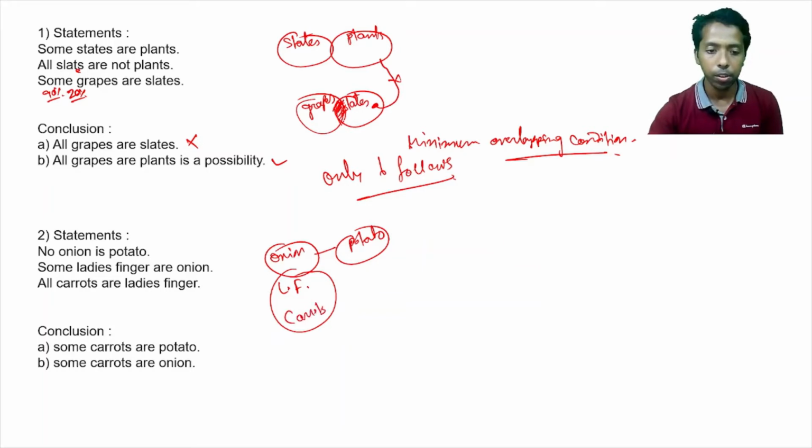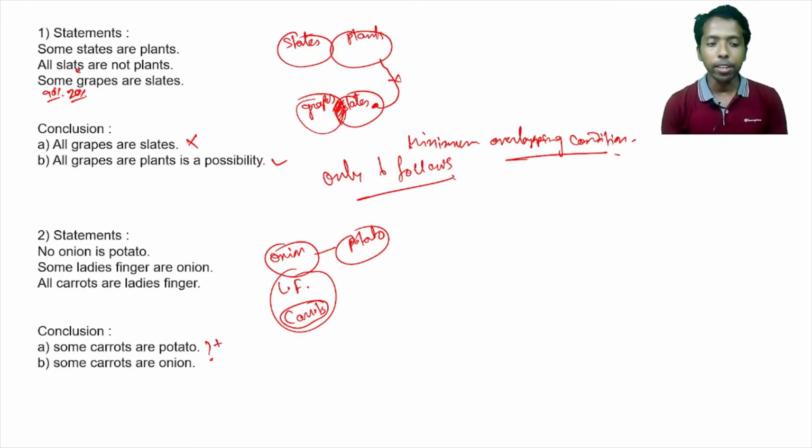This is carrot, all carrots are ladies' finger, right? This is the diagram, the basic diagram following the minimum overlapping condition. Now moving to the conclusion here. Some carrots are potato. No relation, no definite relation. So this is doubtful positive. Always keep that thing in mind.